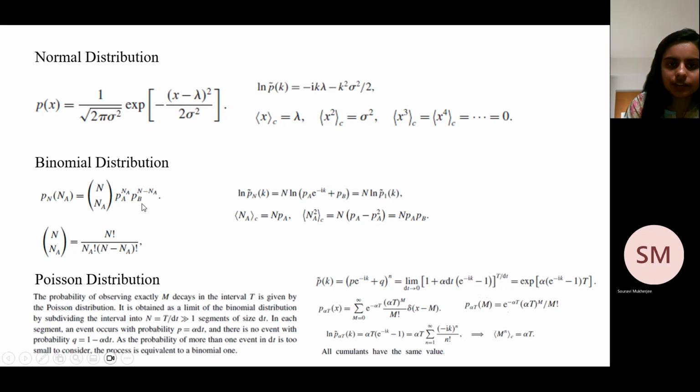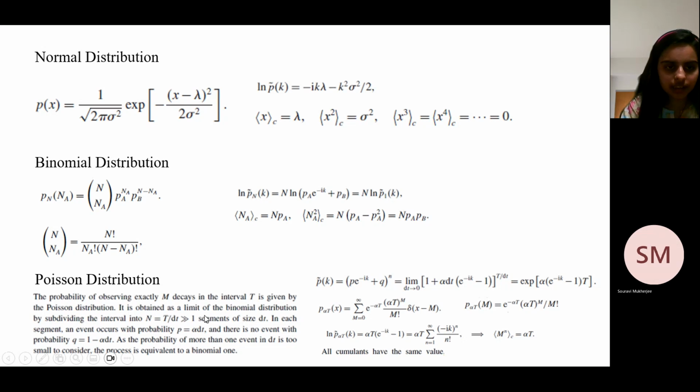Similarly, you can have the binomial distribution. This happens when you have two outcomes possible, and as you can see here, it's a discrete distribution. The earlier one was continuous, but this is discrete, and from there you can define the different moments as given here. Here PA is the probability of getting outcome A, and PB is the probability of getting outcome B. So similarly, you can define the different moments in binomial distributions.